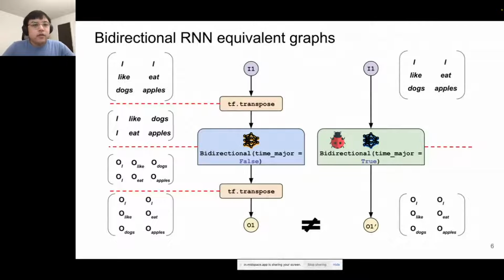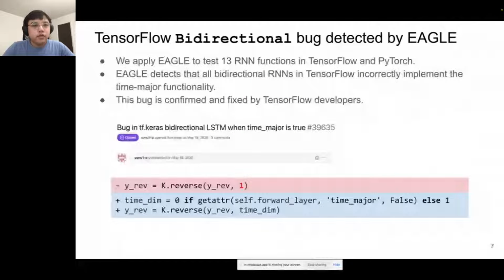In our experiment, we apply Eagle to test 13 RNN functions in TensorFlow and PyTorch. Eagle detects that all bidirectional RNNs in TensorFlow incorrectly implement the time major parameter. This bug is confirmed and fixed by TensorFlow developers.